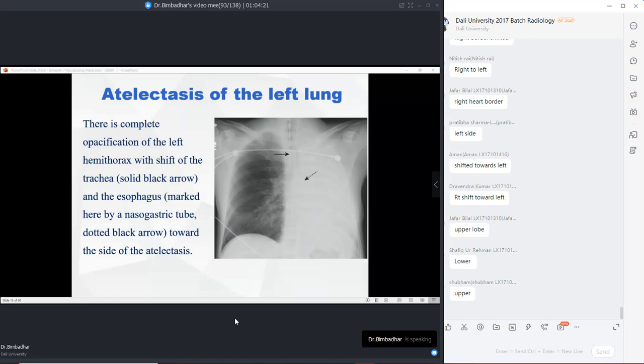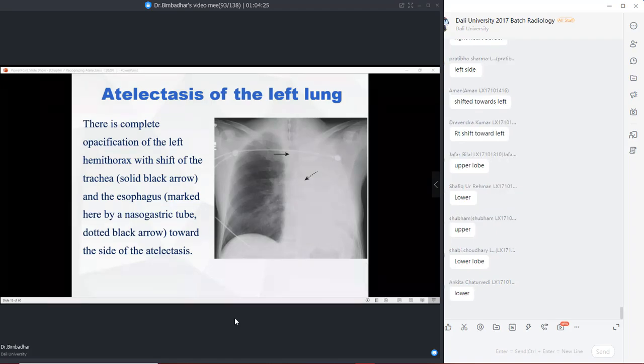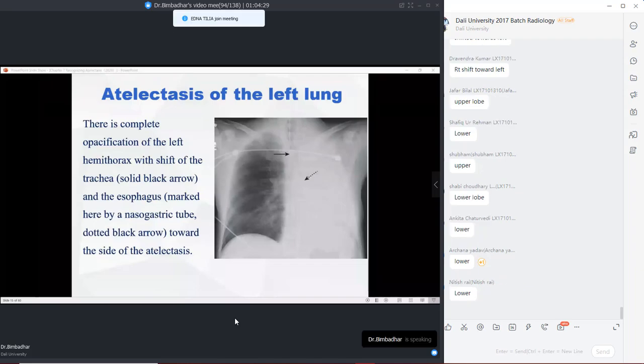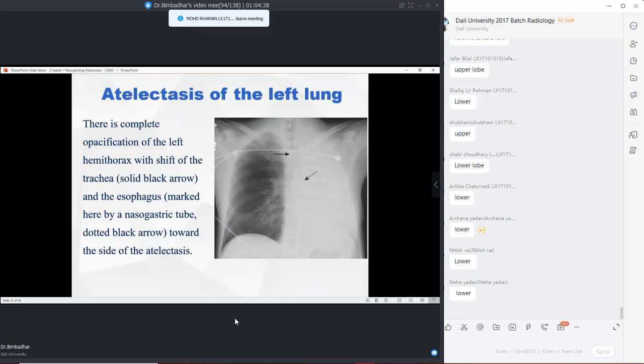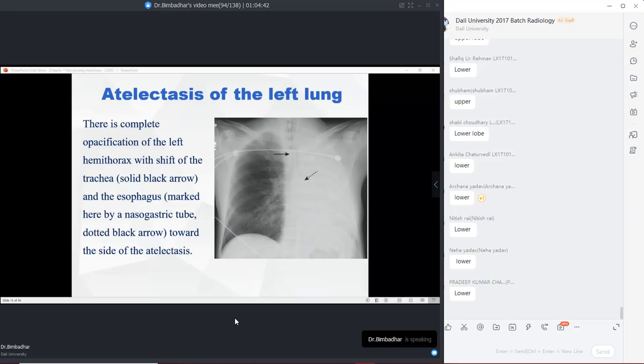Jaffer, how can it be upper lobe? Lower or lingular? Lower or lingular? Is it lower or lingular? It is lower.